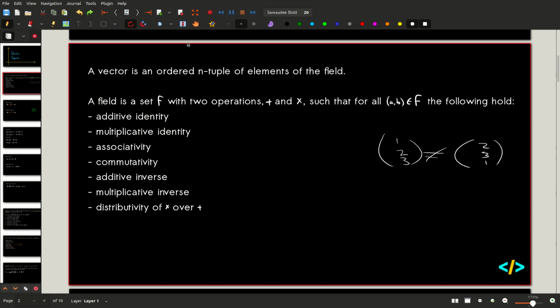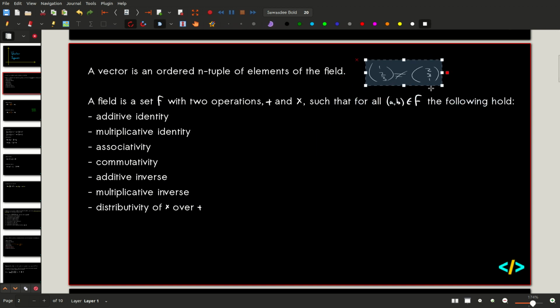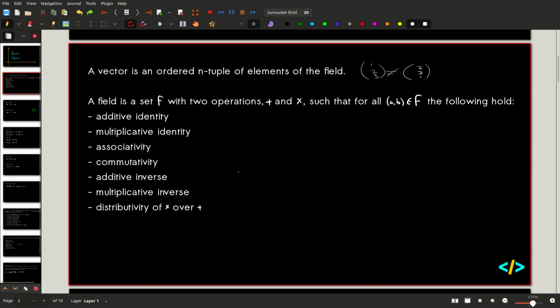Okay. Right, so yeah, this is a vector. And then we have the definition of something called a field. So a field is a set F which has two operations, plus and times, or addition and multiplication, such that for all pairs of elements, so for all A and B in F, the following hold. We're going to go through what all of these are, and then we'll think of some examples of fields.